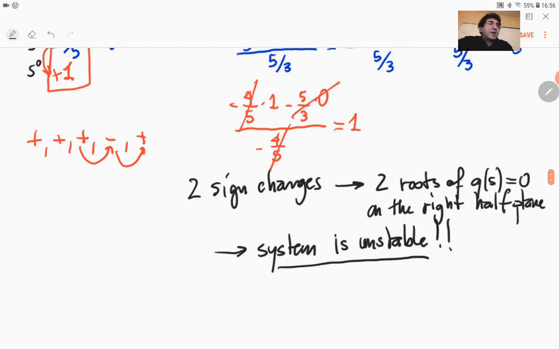So it not only tells us whether or not the system is stable or not, but it can also tell us how many unstable poles there are.